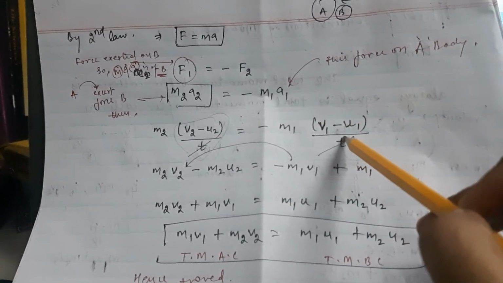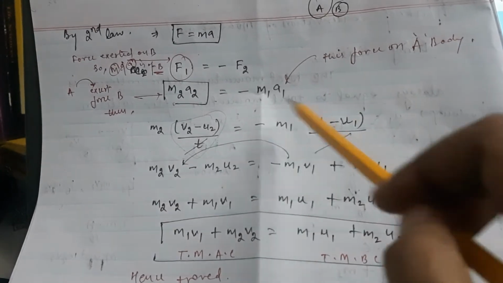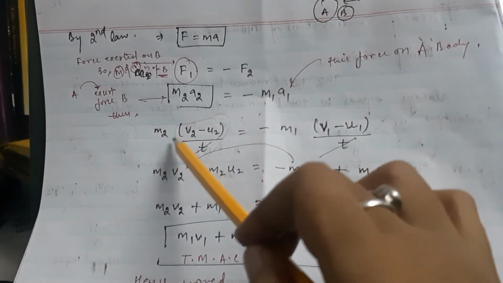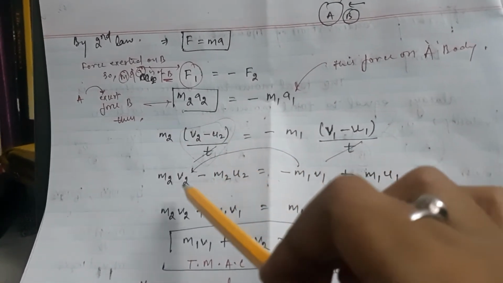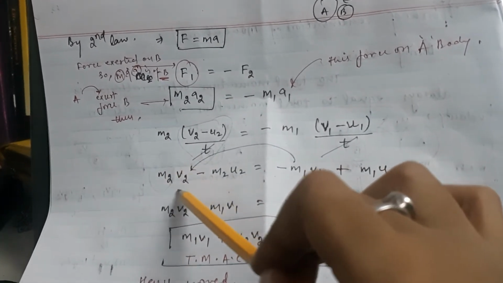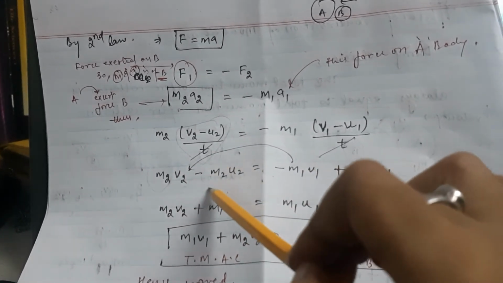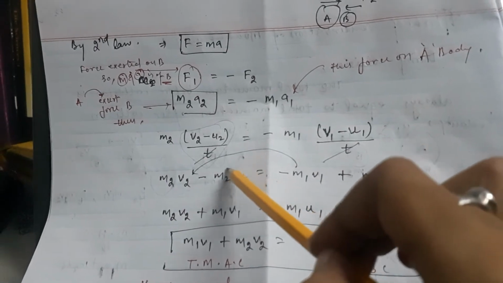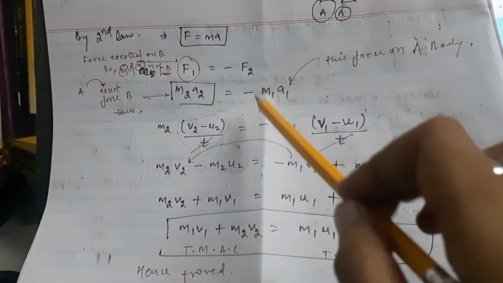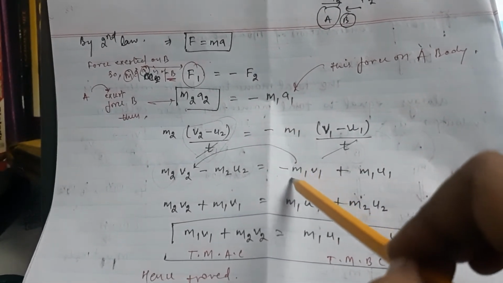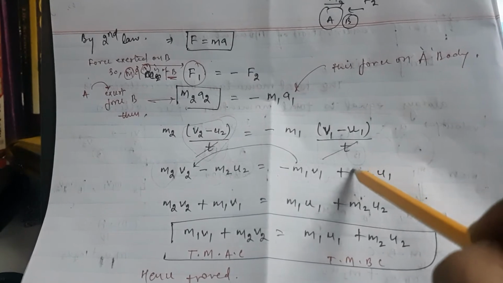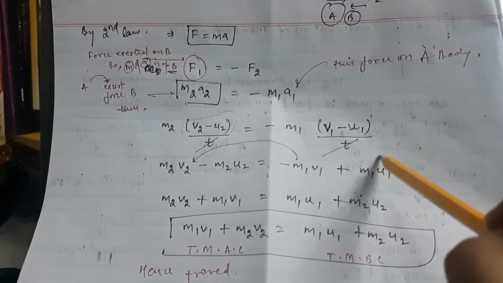A similar thing we have done over here. The t is common here, so it gets cancelled, and we have multiplied m2 with v2 and u2. So we get m2, the mass of ball B, into final velocity of ball B minus mass of ball B into initial velocity of ball B. A similar thing we get here for A, with a negative sign due to the opposite force: mass of ball A into final velocity of ball A plus mass of ball A into initial velocity of ball A.